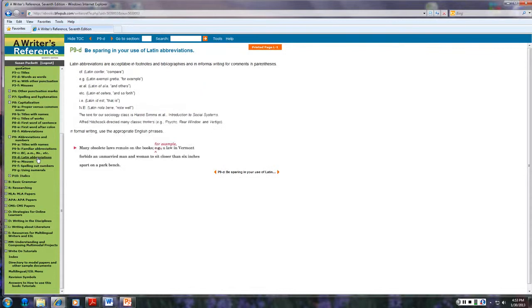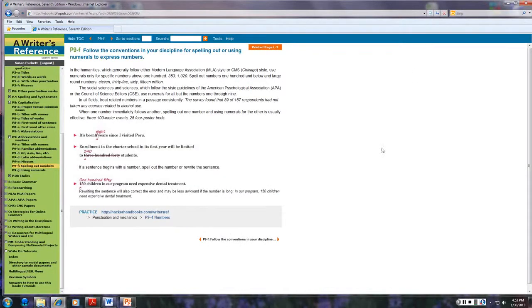Latin abbreviations. These are commonly used Latin abbreviations, and notice it says in formal writing you use appropriate English phrases, but you can use these on occasion. We do get to use this in bibliographical citations, but we typically do not use etc. because we can simply say what we need to say instead of indicating that there are more.